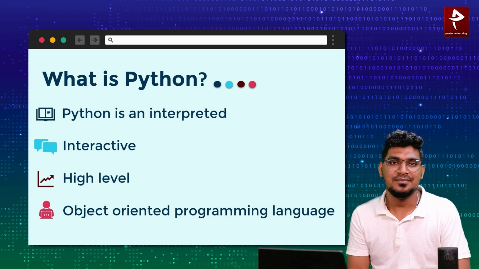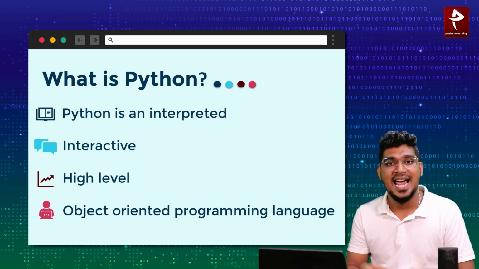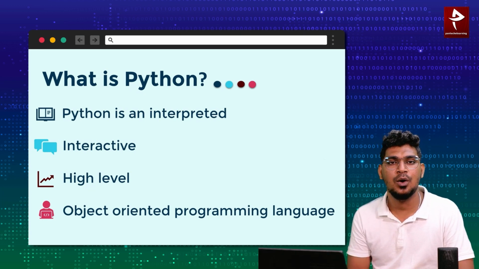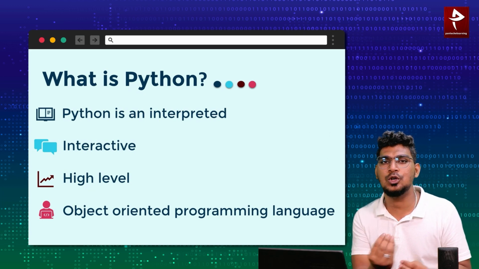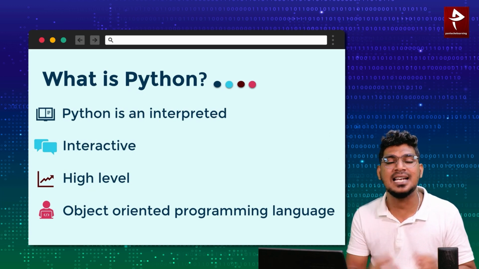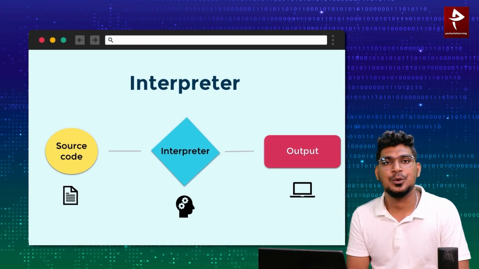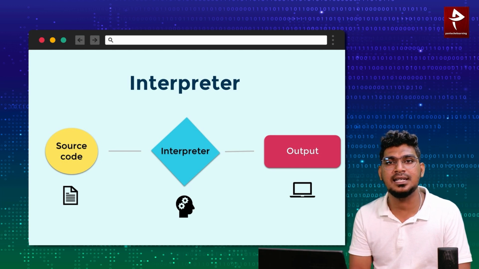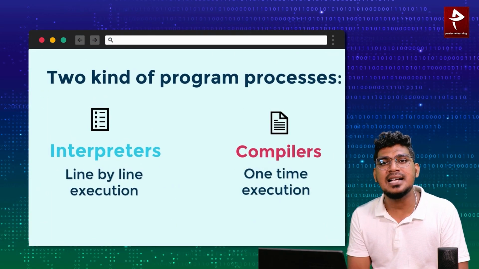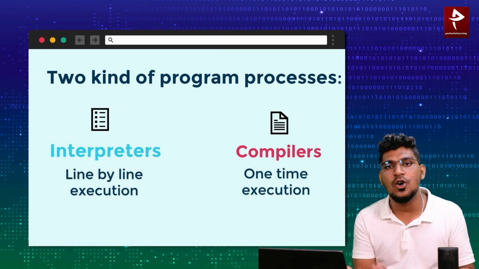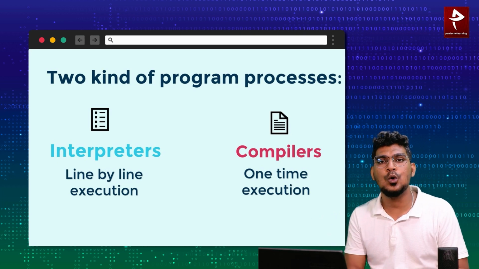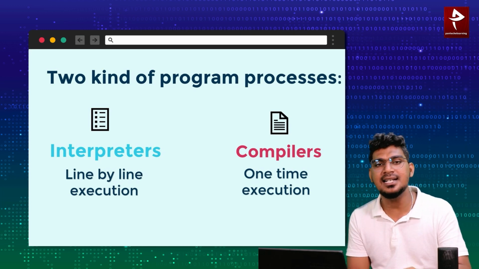What is Python? Python is a general-purpose, interpreted, interactive, high-level, object-oriented programming language. Okay, in this line there are four technical terms. Let's look at the meaning of these technical terms. Initially, we say interpreter. As far as a programming language is concerned, there are two processes. In Python, it has two processes, that is interpreter and compiler. So what is the meaning of interpreter and what is the meaning of compiler?